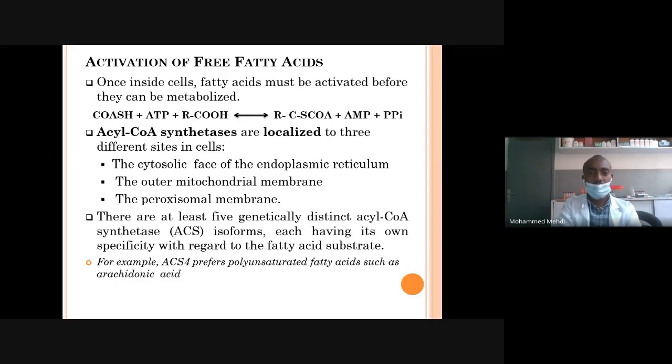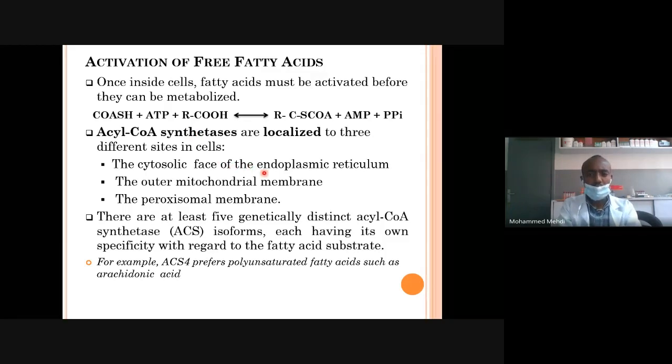This is again how it is activated. Once the fatty acid is taken inside the cell, fatty acid must be activated before it can be metabolized. It is catalyzed by acyl CoA synthetase, localized to 3 different sites in the cell: the cytosolic phase of the endoplasmic reticulum, the outer mitochondrial membrane, and the peroxisomal membrane. They do have this enzyme and activate the fatty acid.